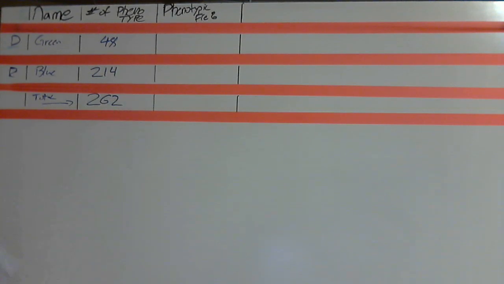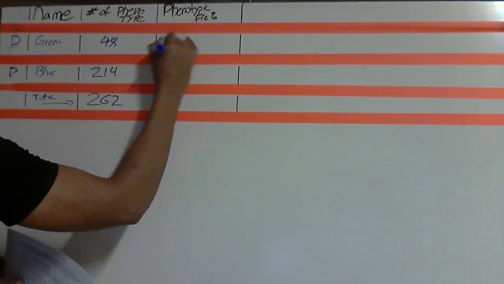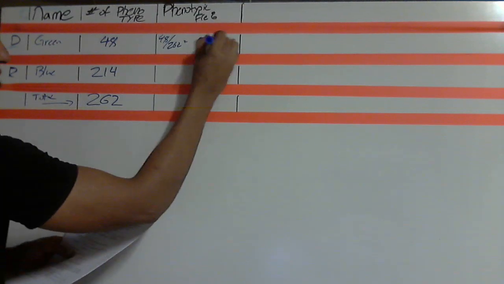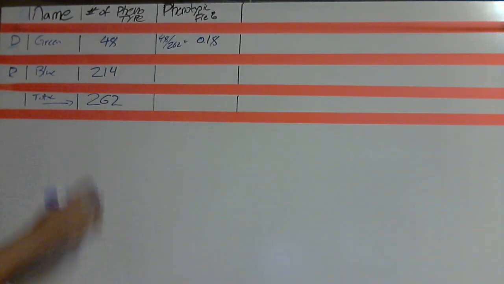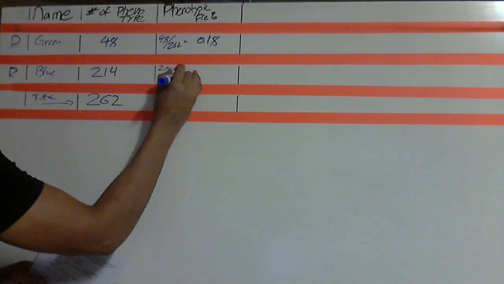All right. So we can go ahead and figure out our phenotypic frequency right away by taking this number divided by our total number. So it'll be like our part over our whole. So let's go ahead and do that. Let's go ahead and do 48 divided by 262. We should get 0.18. Let's go ahead and do that for this other one, the 214 divided by 262.